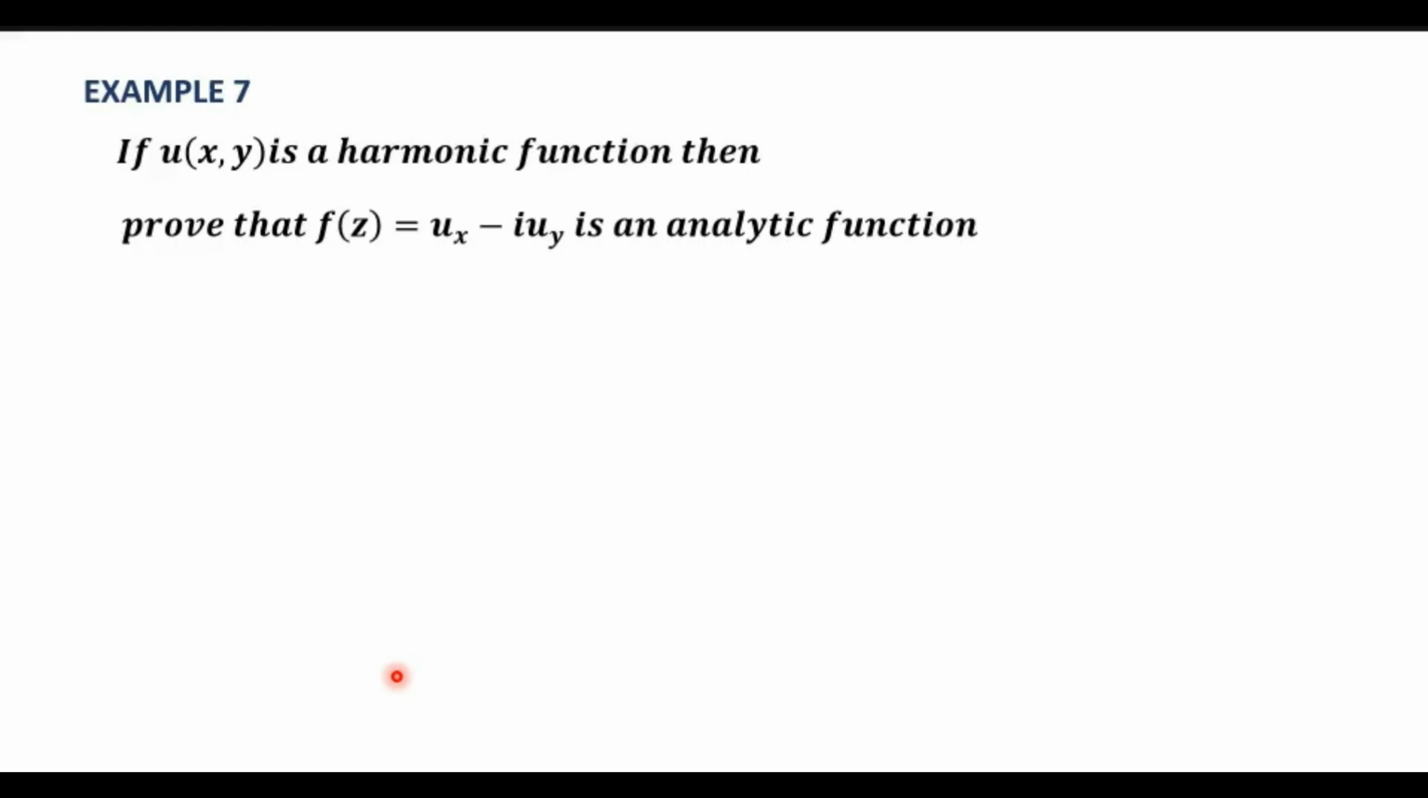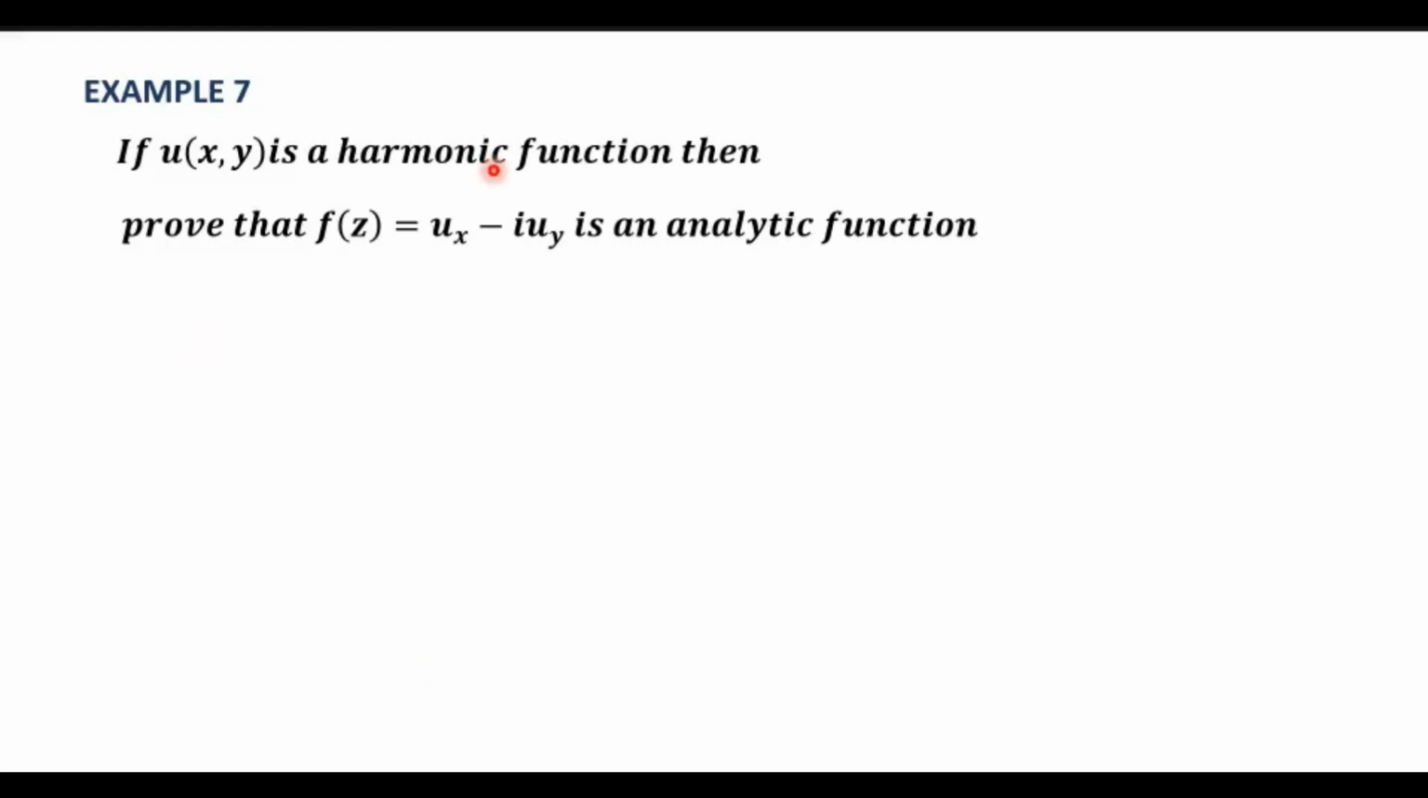If u is a harmonic function, prove that f of z equal to ux minus iuy is an analytic function. Yesterday we have seen the property. What was that property? When f of z is analytic, u and v are harmonic. If u and v are harmonic, f of z need not be an analytic function. But if u and v are not harmonic, f of z is not analytic, we have seen.